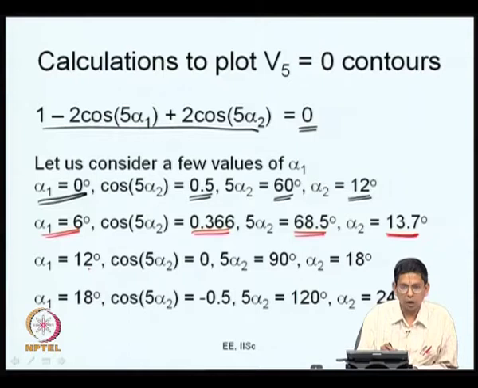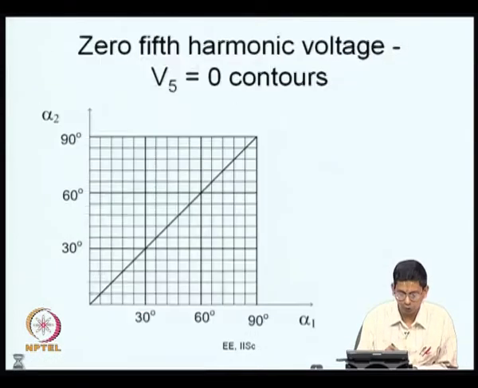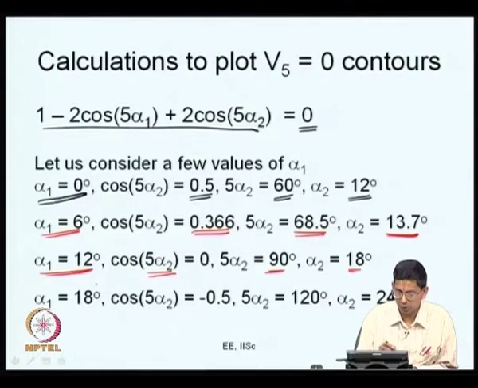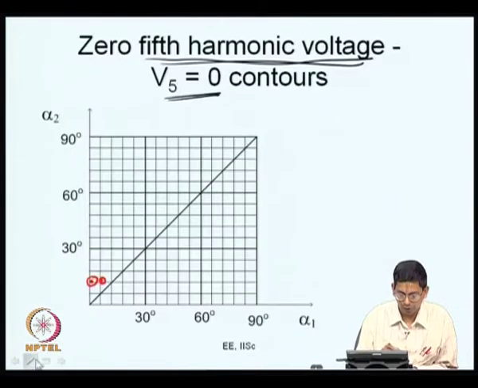All right. When I go to alpha 1 is 12, again 5 times 12 is 60 degrees, it is easy for us to come up with. So, I am taking alpha 1 equal to 12, and if I do that I get cos phi alpha 2 is equal to 0. So, one of the solutions is 5 alpha 2 is 90 and alpha 2 is 18. So, if you go back here, 12 comma 18 is a solution now.